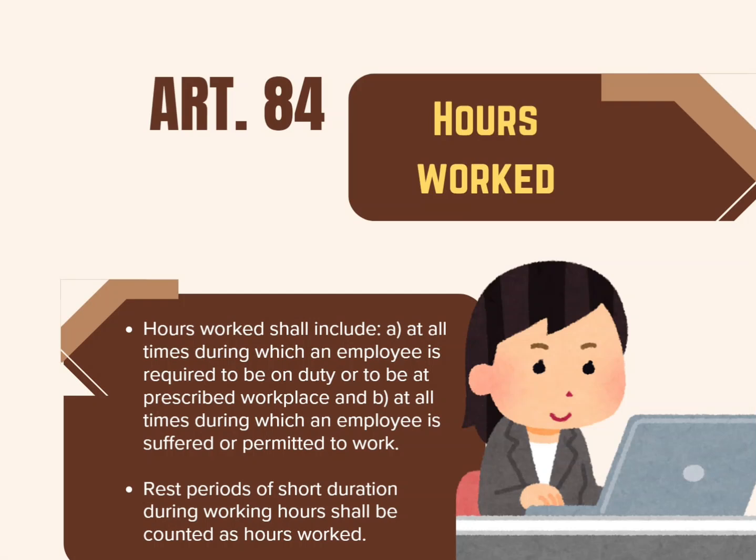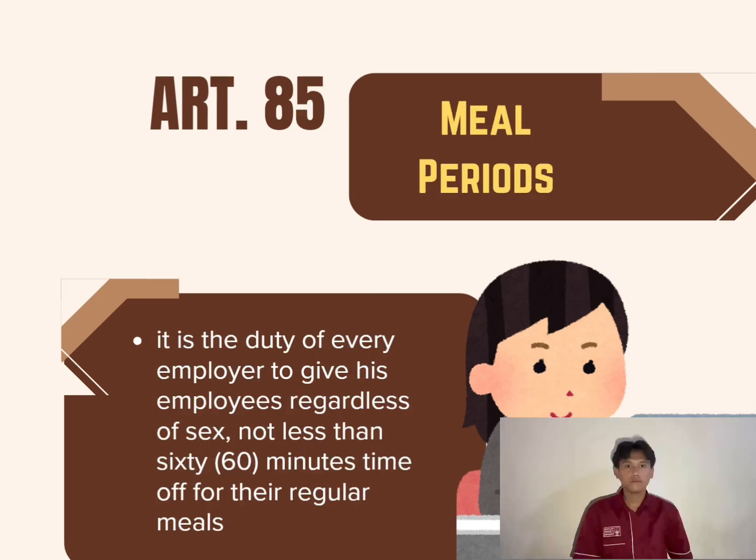Article 84. Hours worked. Hours worked should include all times during which an employee is required to be on duty or to be at a prescribed workplace, and all times during which an employee is suffered or permitted to work. Rest periods of short duration during working hours shall be counted as hours worked.